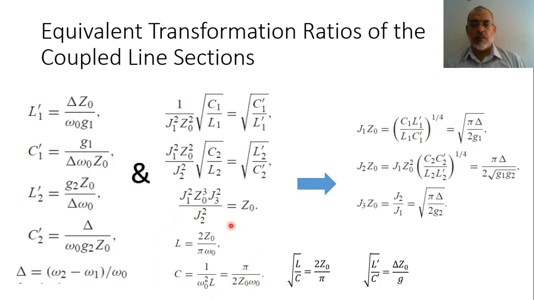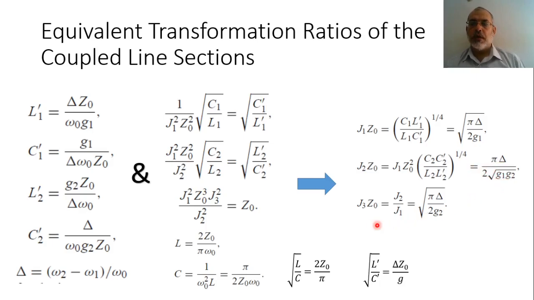These relations we have already proved before for the case of the coupled line filter, and the value of square root L over C equals 2Z naught over pi from this relation, and the value of L dash over C dash equals delta Z naught over G. So we obtain that J1 Z naught equals square root of pi delta over 2G1, and J2 Z naught equals J1 Z naught squared multiplied by C2 C2 dash over L2 L2 dash to the power 1 over 4, which equals pi delta over 2 square root G1 G2.